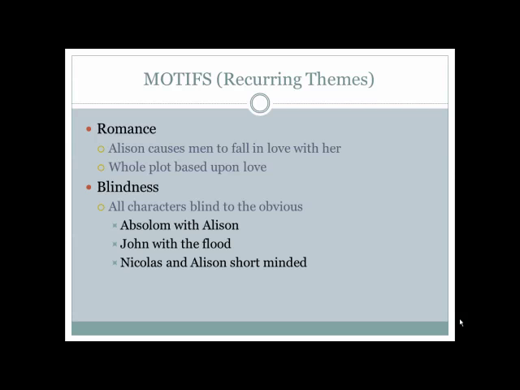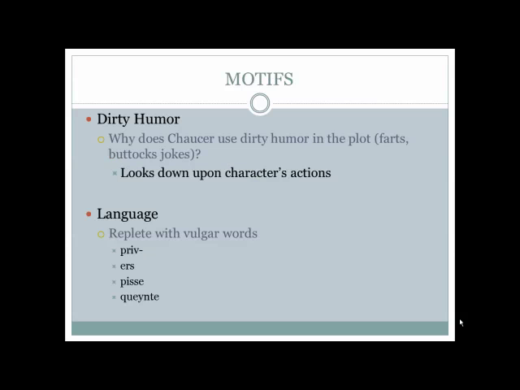The idea of blindness, not physical blindness, but we have characters showing a blind spot to something. Absalom with Allison not wanting to be with him. John with his obsession with the flood, the second coming of a flood. And Nicholas and Allison both being short-minded in their wanting to sleep together, not considering what the consequences would be.